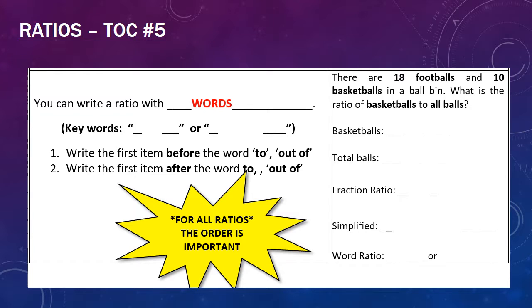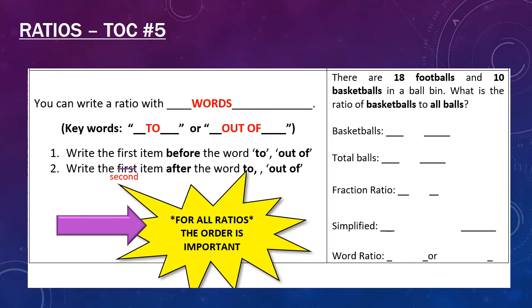The last way that we are going to learn how to write ratios is using words. The key word that we use when identifying ratios is the word to, or sometimes you'll see it as out of. With the word to, it can be any kind of comparison, part to part, part to whole, or whole to whole, but with out of, it's always going to be a part compared to the whole. I did make a mistake. On number 2, it should say write the second item after the word to. They're going to give you a sentence. The first thing goes before, the second item that's listed goes after. We're going to look at that in just a second.